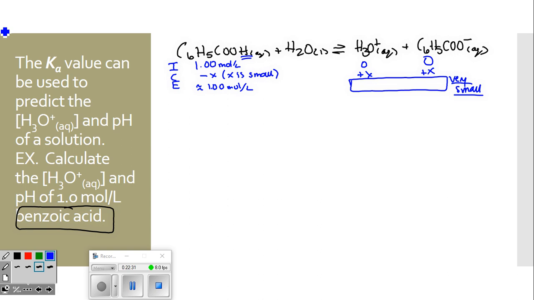What I do know is that these two numbers should be the same, right? They have the same coefficient. They changed by the same amount in my ice table. If I calculate them, they should be the same value. So I set up my Ka expression.